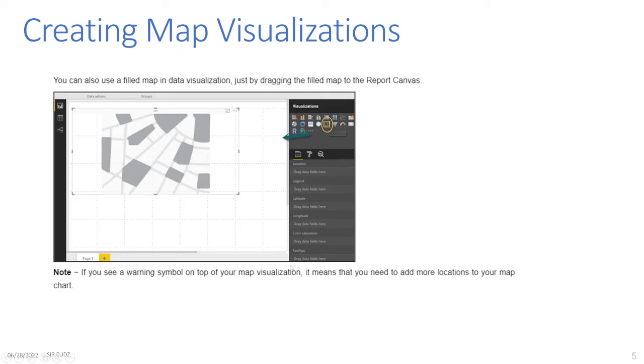You can also use a field map in data visualization just by dragging the field map to the report canvas. So, field map. If you see a warning symbol on top of your map visualization, it means that you need to add more locations to your map chart.